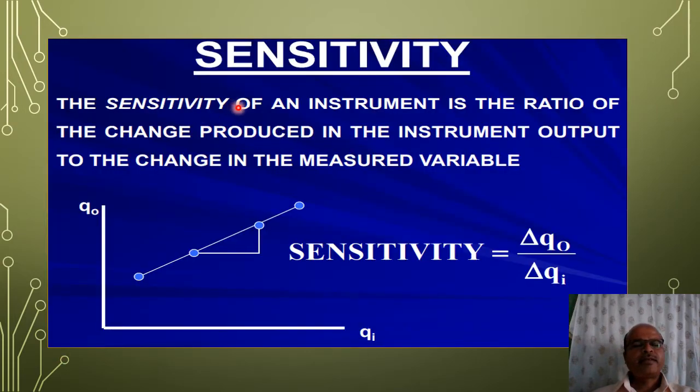Another definition of sensitivity is that the sensitivity of an instrument is the ratio of change produced in the instrument output to the change in the measured variable. So it is called sensitivity.